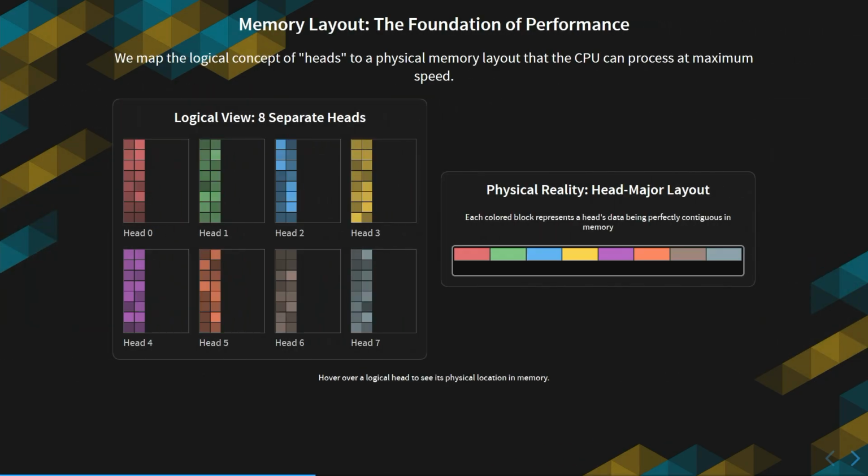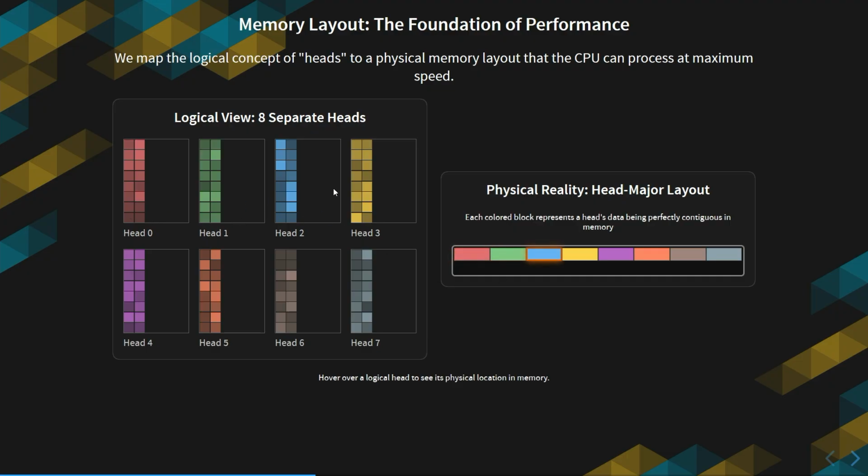So the foundation of memory, now let's talk about the memory layout, which is the foundation of the performance. We need to map the logical concepts of head to a physical memory layout that the CPU can process at maximum speed. Now logically, we think of 8 separate heads that operate independently, but the physical reality is different. We use a head major layout where each head's data is perfectly contiguous in memory.